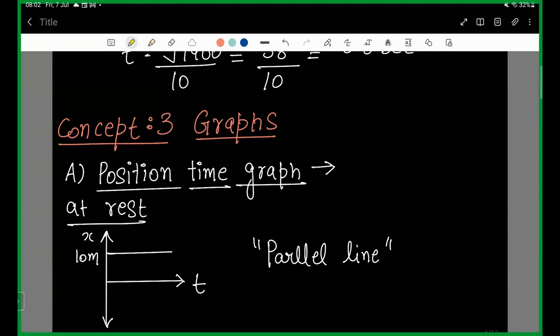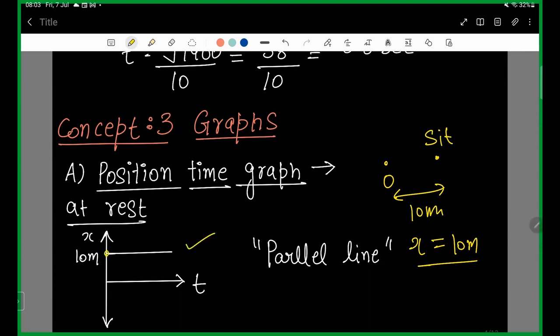Number one type of graph is the position-time graph. So you are plotting displacement versus time. Displacement is on the y-axis and time is on the x-axis. The first graph is for an object at rest. Let's say this is the origin. An object is sitting here, at a distance of 10 meters away from the origin. So the position of the object is 10 meters at all times. Since the body is not moving, the position is not changing. So you can see this graph is a line parallel to the time axis.